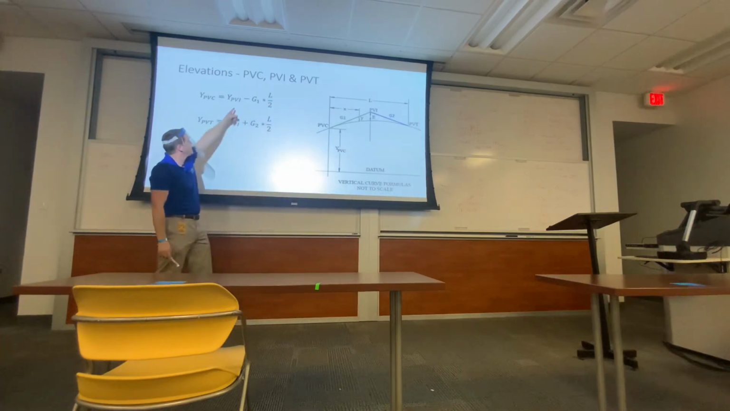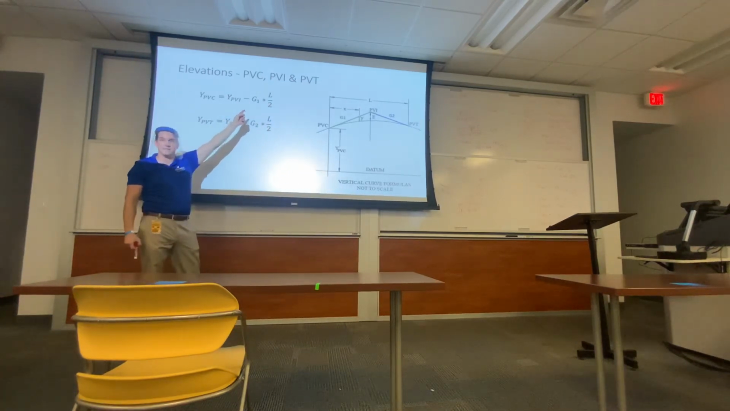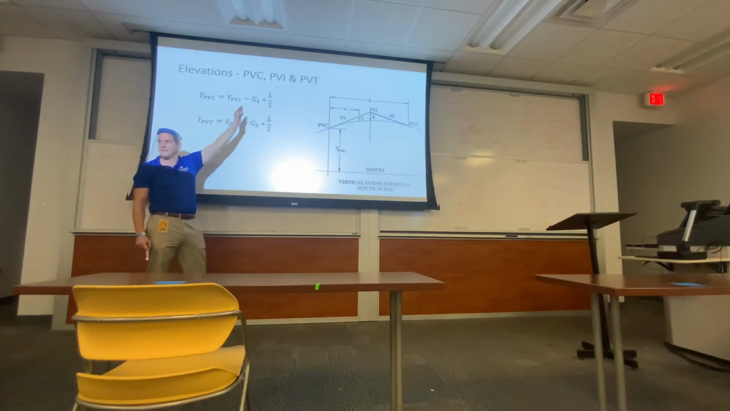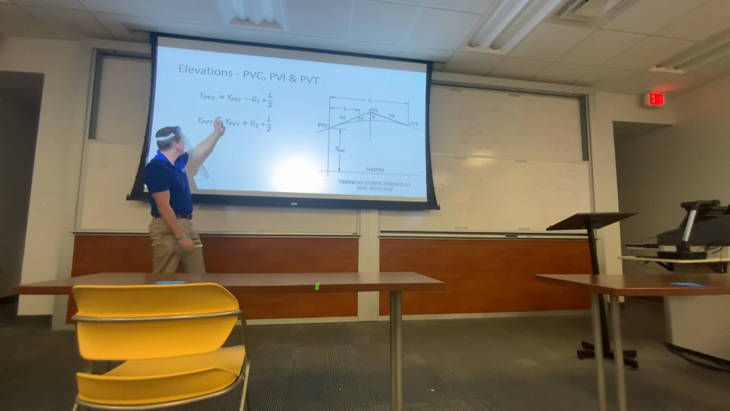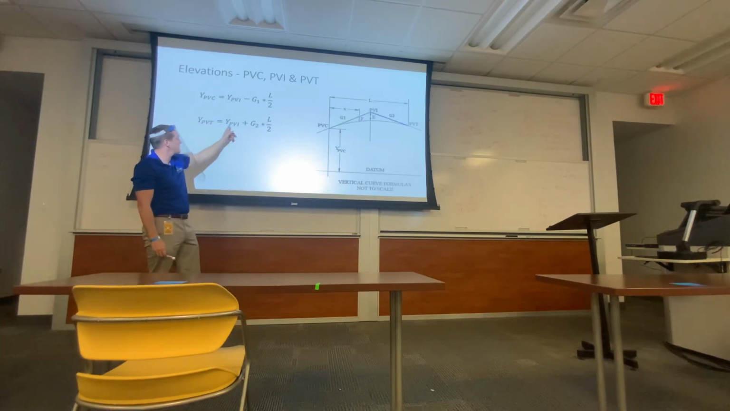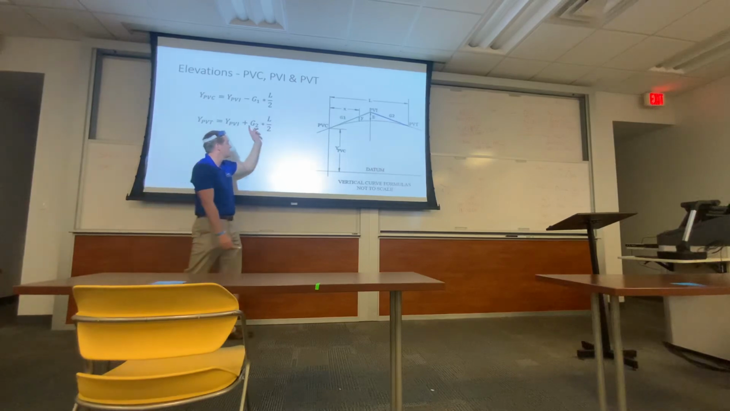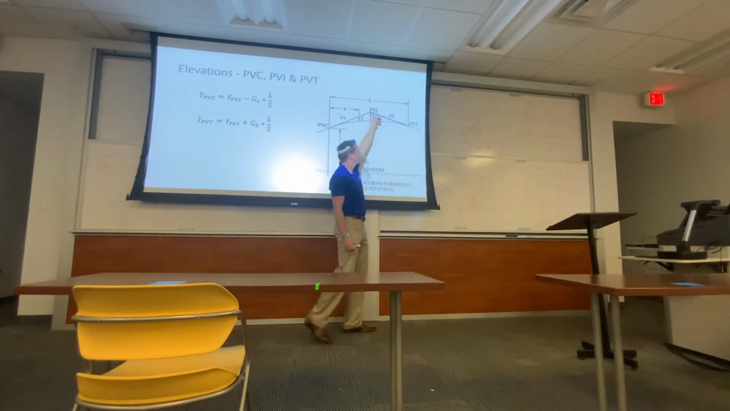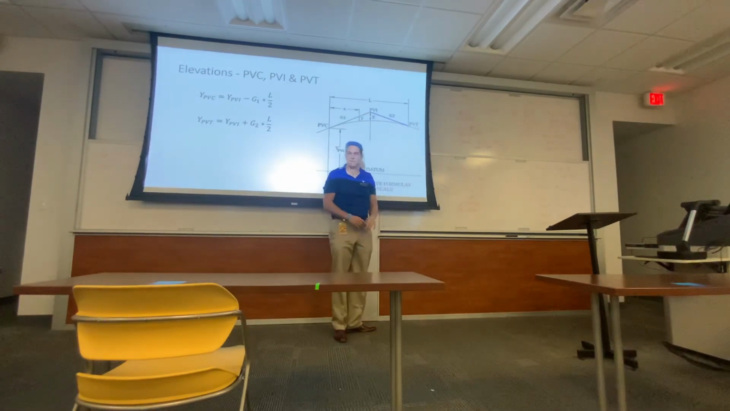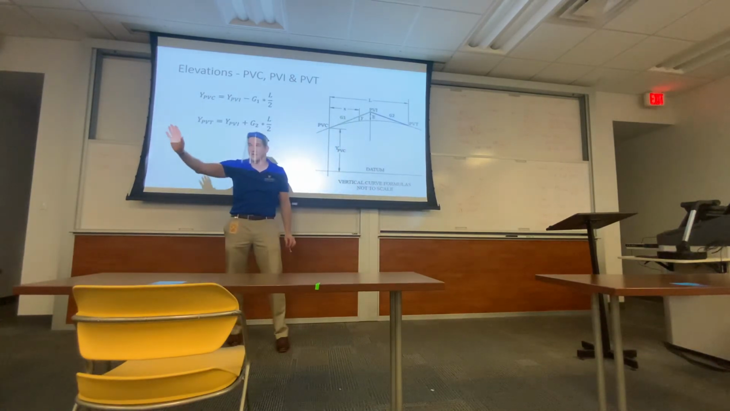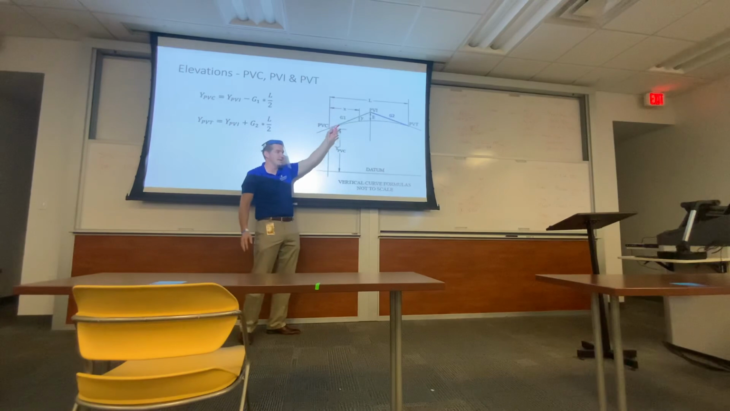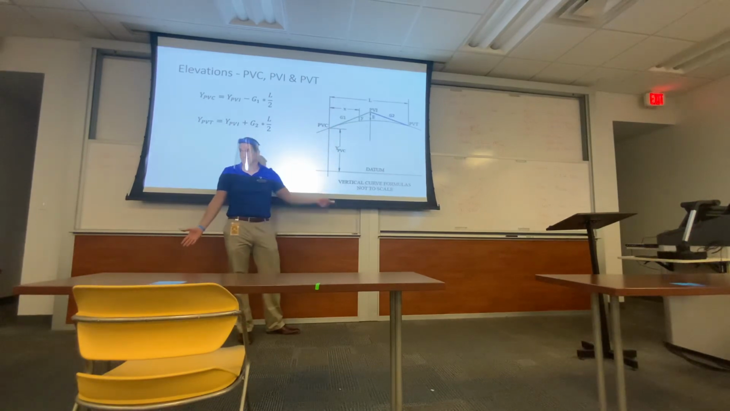If the grade is negative, it takes care of itself. You just put the negative grade in there, then you're adding the negative. The elevation for PVT equals the elevation for PVI plus G2 L over 2. That gets you to here, right? So we're completely ignoring the fact that it's on a curve right now. We're just taking the grade and the tangents. Sound good?